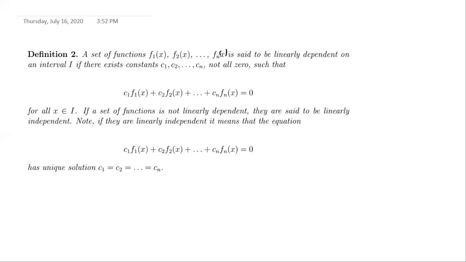Okay. So definition two: a set of functions, f1, f2, all the way to f_n, functions of x, is said to be linearly dependent on an interval I if there exist constants c1, c2, up to c_n, not all zero, that's the key part, not all zero, such that this equation holds: take the linear combination of these functions, set it equal to zero.